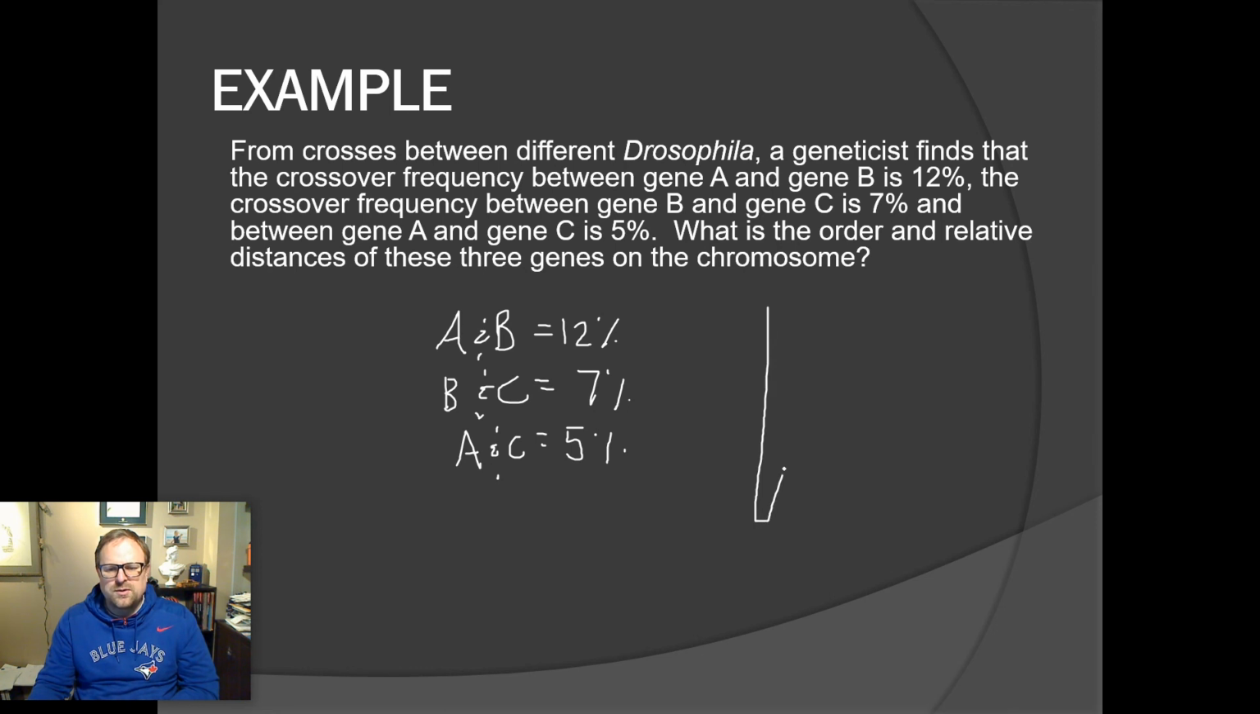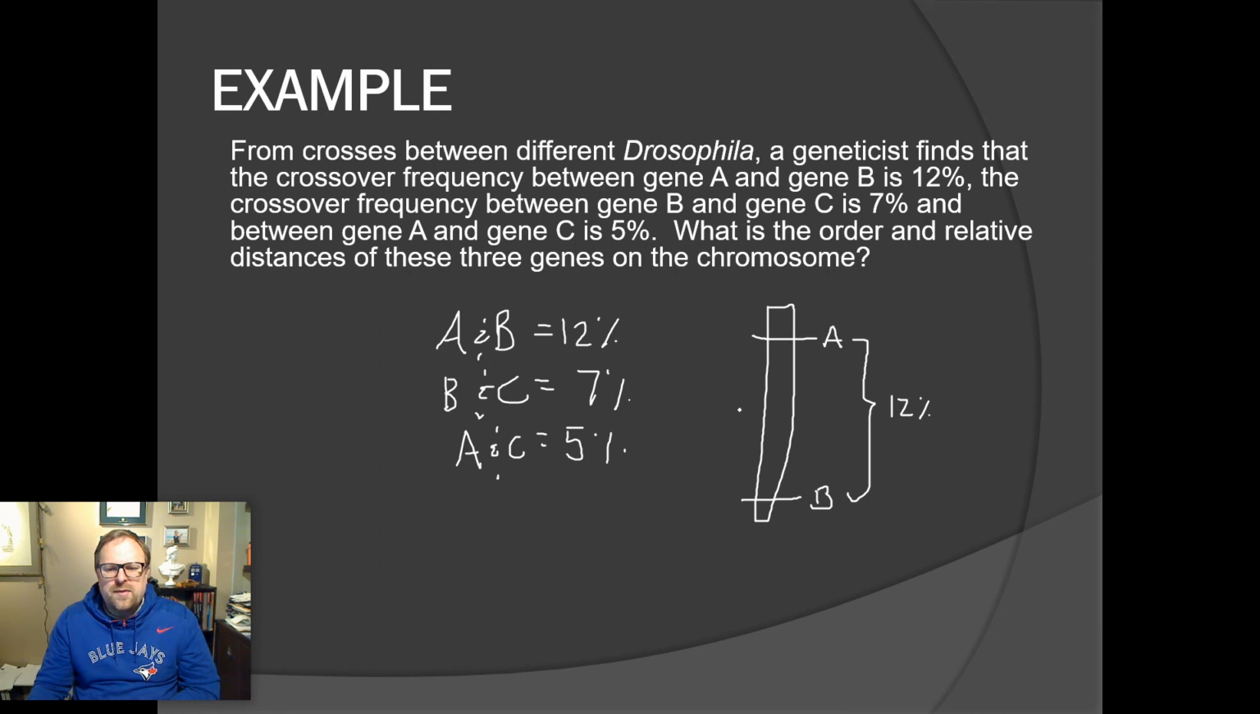What this is asking us is, what is the order and relative distances of these three genes on the chromosome? So I'm going to draw a really poorly drawn chromosome and look at these values, and say to myself, where would these genes possibly be? I'm going to employ a little bit of logic here. This is the biggest number right here, so that means they're the furthest apart on the chromosome. So we might say that gene A is located at one end and gene B is located at the other end, and that this here is a 12% crossover frequency chance. Does that make sense? They're the furthest apart.